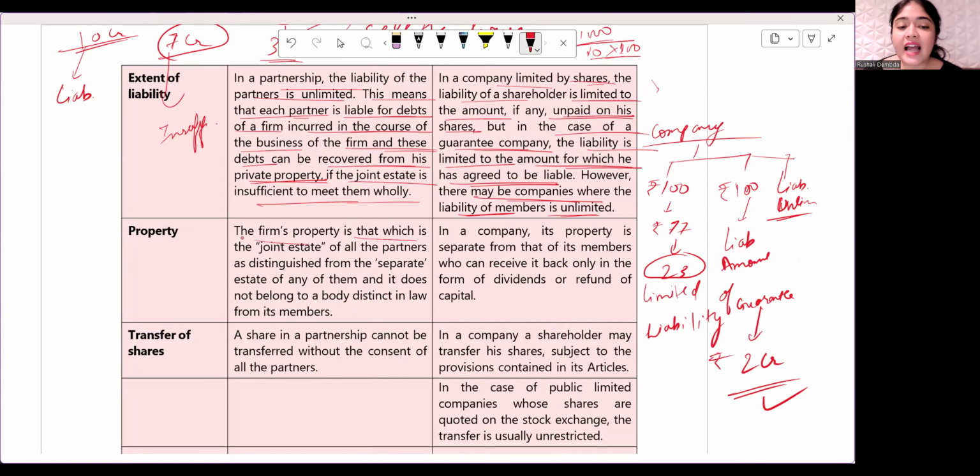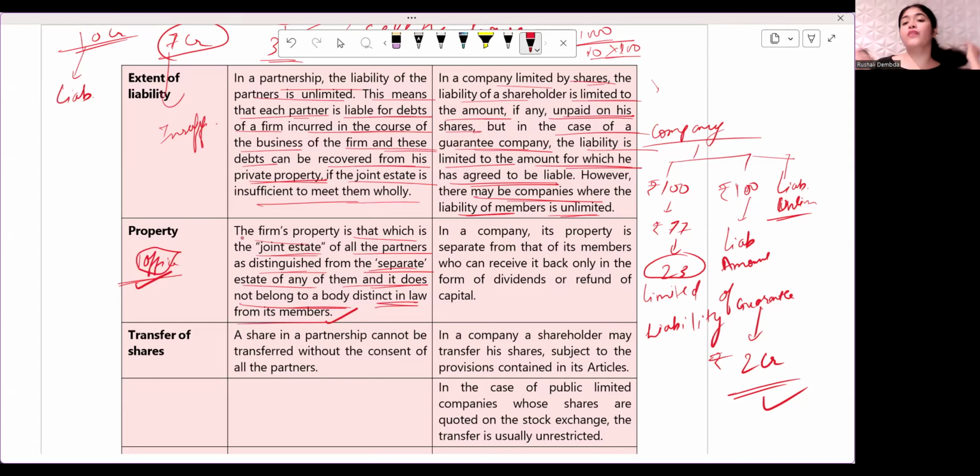Firm's property is that which is the joint estate of all partners, as distinguished from the separate estate of any of them, and it does not belong to a body distinct in law from its members. Now, here what happens is, if the firm owns an office, this office will be like the property of all the partners. It is not the property of one partner.